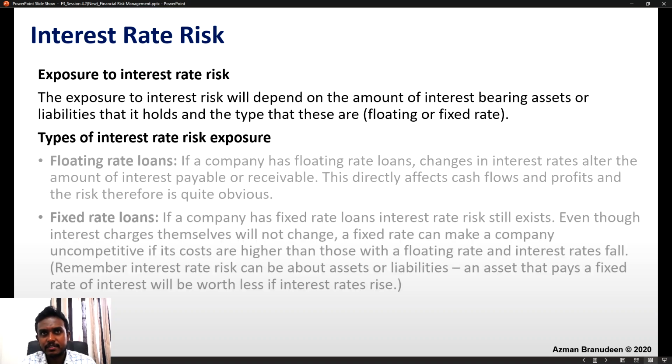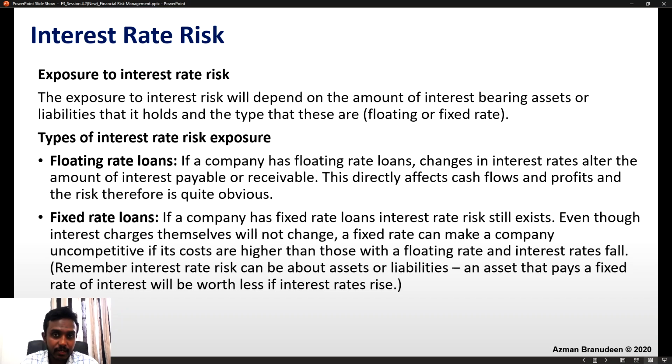Types of interest rate risk exposure. Obviously, there are floating rate loans.